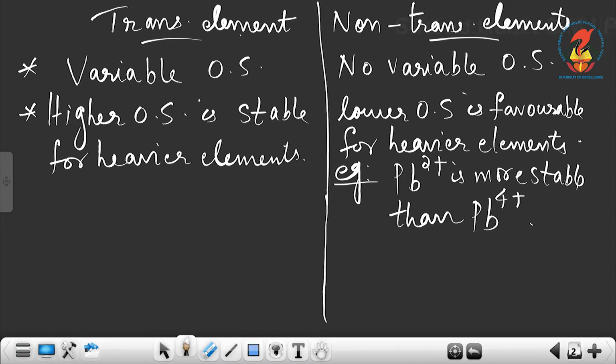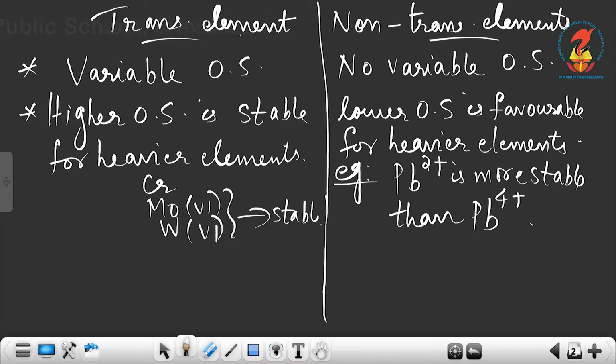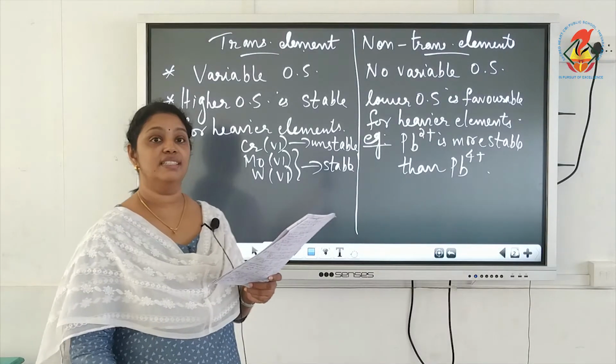Now for example, we can say this is chromium, molybdenum and tungsten. They are in the same group. Now we can say that chromium 6 is unstable, whereas molybdenum 6 and tungsten 6 both are stable because they are the heavier elements, and chromium 6 is unstable. Okay, so this is the second difference.